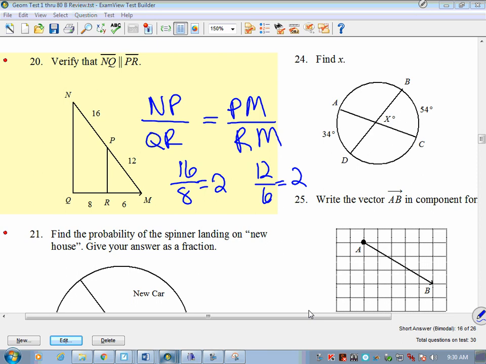And they're going to give you a drawn out deal. So now it may not be NP over QR. In fact, it'll probably be NP over PM, 16 over 12, which is 4/3. And we should get 8 over 6, which is 4/3. So we're going to see that 4/3 to 4/3.